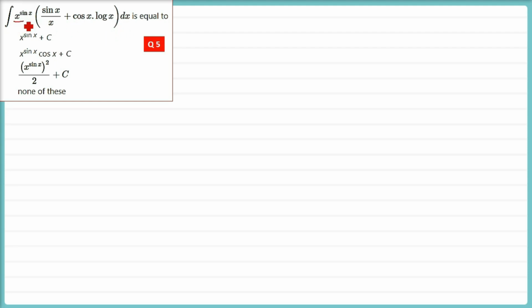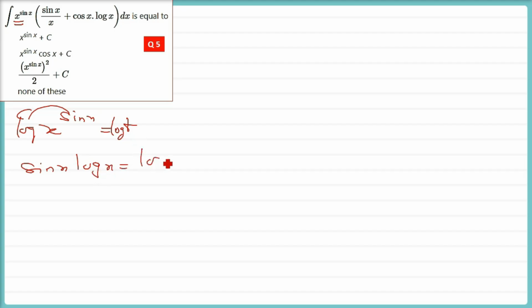Now if you get one step correct, this question is very easy. That means if you just think of taking x raised to sin x equals t, you will first understand, oh, I won't be able to differentiate or integrate it. That's a problem. For that, we'll take log on both the sides. When you take log on both the sides, this sin x, which is the power, will come in front. So it will be sin x log x equals log t.